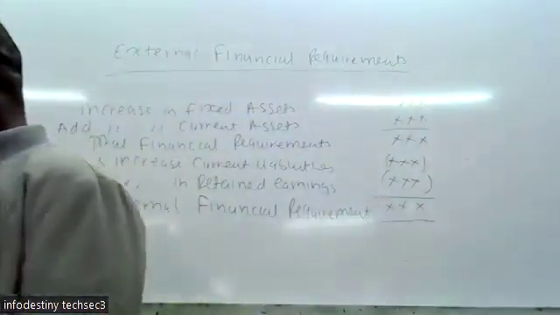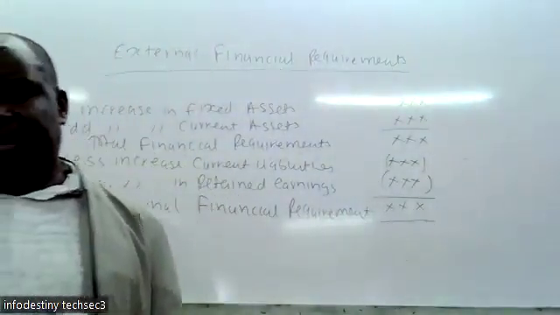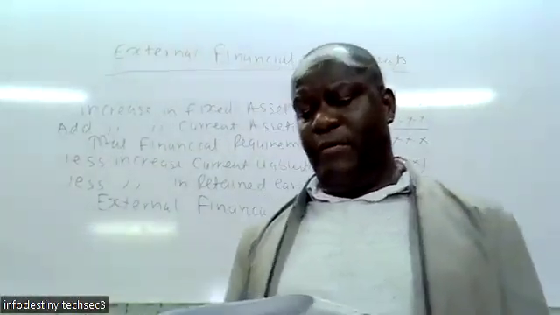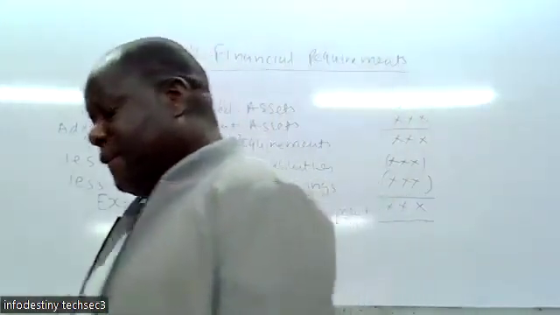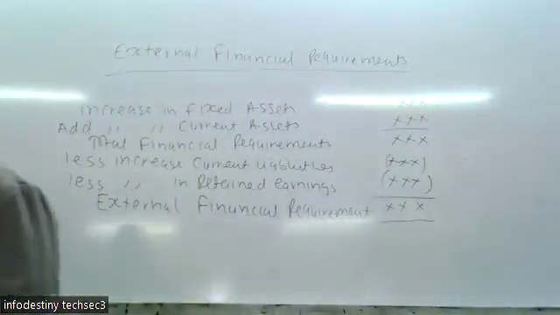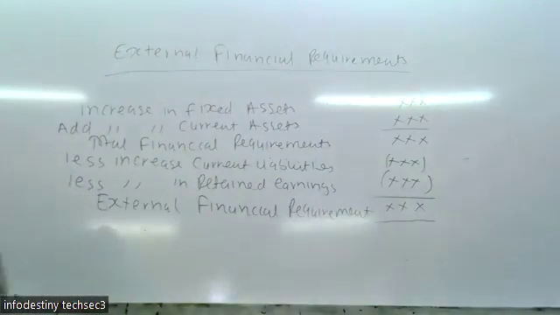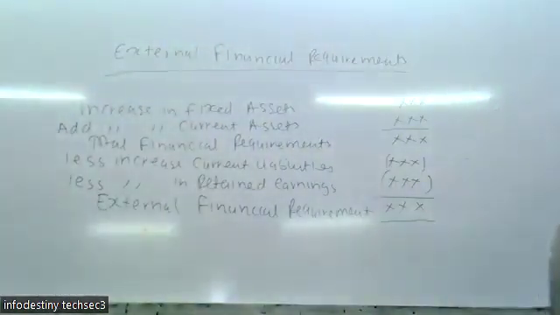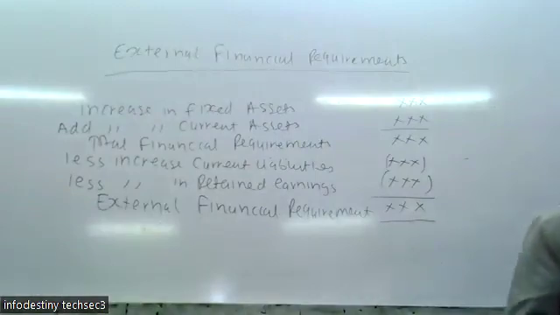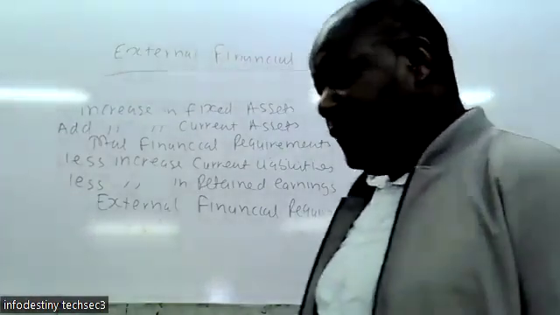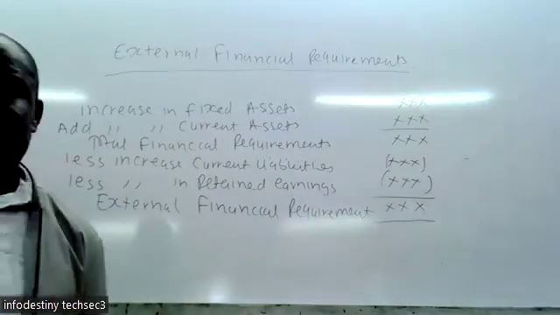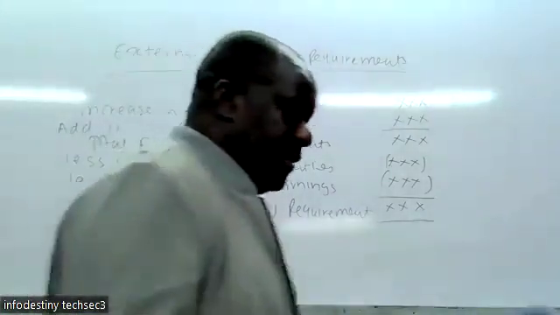A statement of the financial position of the company as at 31st December 2015 was as follows. They gave you plant and machinery, furniture and fittings, motor vehicles, inventory, account receivable, cash and bank. Then you got the total. Then financed by, they have also given you ordinary share capital, retained profits, 14% debenture capital, account payable, and also the accrued expenses.